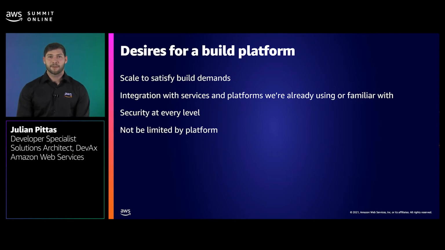The first is to be able to scale to satisfy demands of our build process. If we need more memory, we should be able to click a button and add it to our build machine. We'd also want to integrate with the services and platforms that we're already familiar with. If the application lives on AWS, why can't our build pipeline exist there too? At AWS, security is job zero, and we would expect to have security at every level of our pipeline as well. And finally, we don't want to be limited by the physical hardware on the machine.